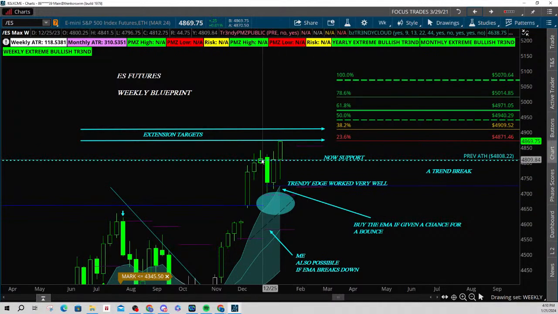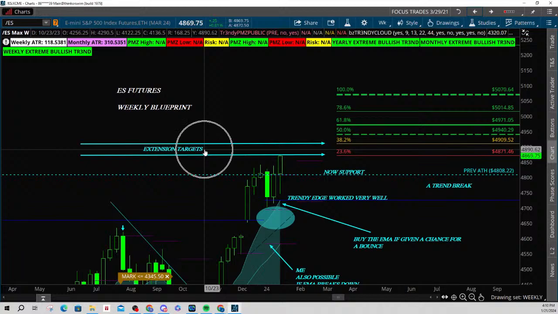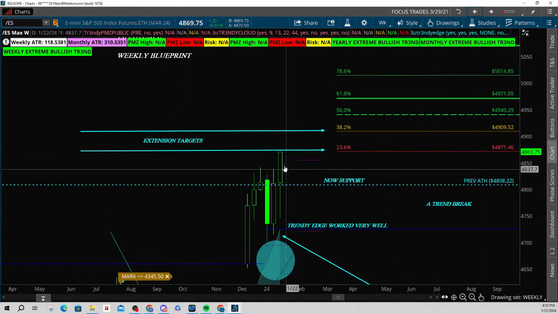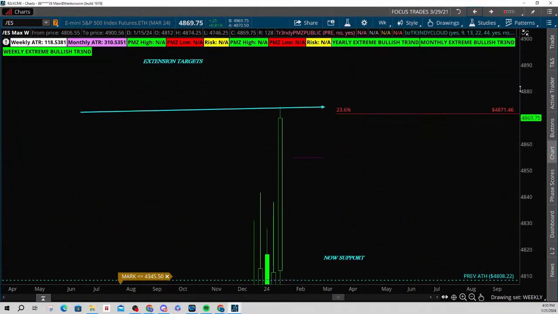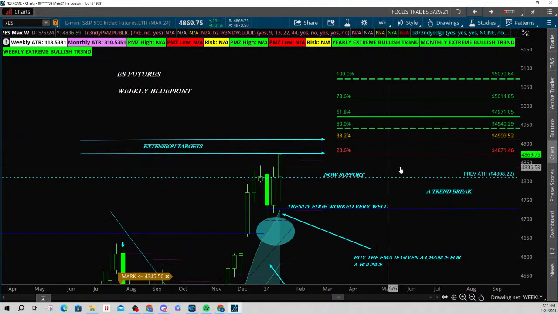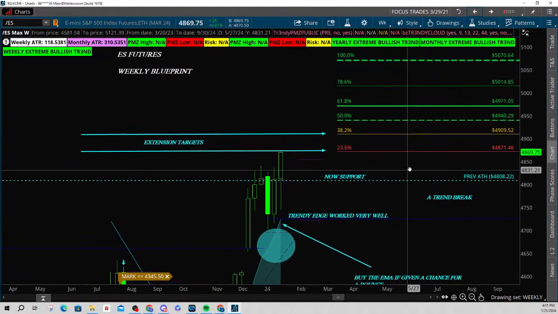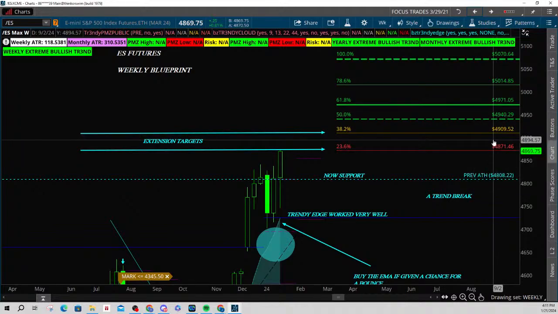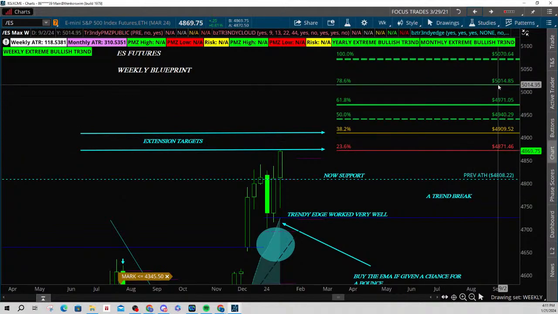Now, the new support. This was kind of a level at that previous all-time high. Now we build some support here. I told you your extension targets weeks ago. I'm not sure if we quite hit the extension target. We did at 48.71. You're welcome. And then the 38.2 is the next level I see, 49.09, all the way up to 5,014.